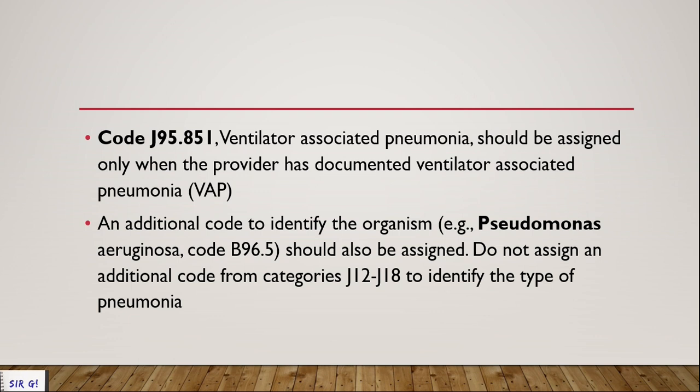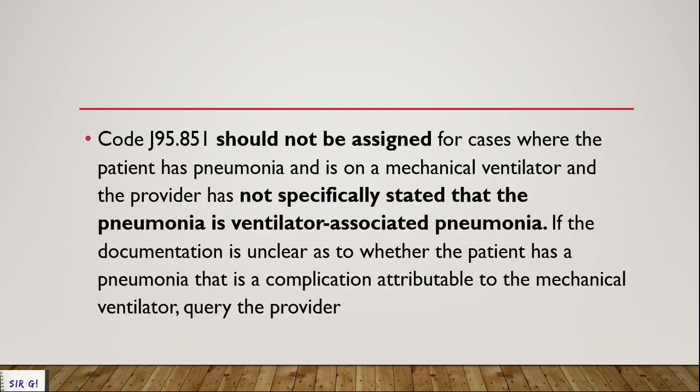But what if the reason for encounter is pneumonia due to other causes, and then the patient suddenly developed, after being hooked up to a ventilator, ventilator-associated pneumonia? So there are two pneumonias now. Because the reason for encounter, for example, is pneumonia due to other microorganism, you need to code the category J12 to J18. And then the patient also developed ventilator-associated pneumonia. What should be the guideline? That is the next guideline.